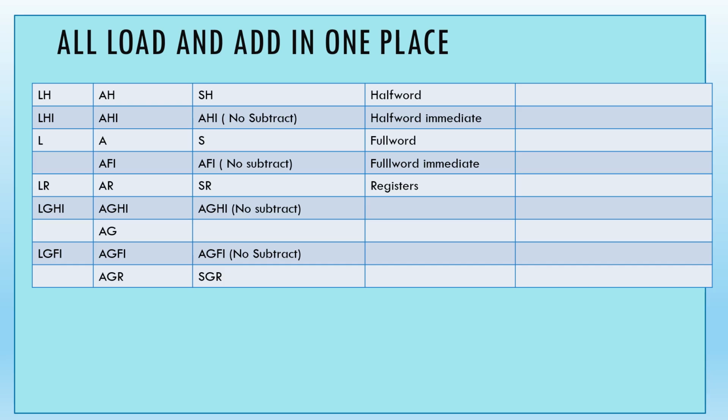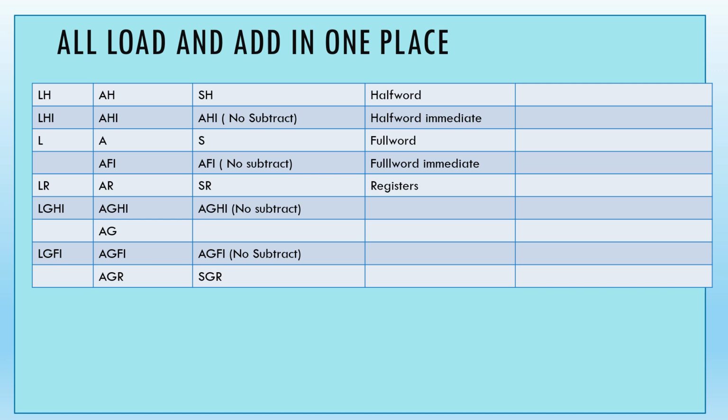It is a negative value you need to add. For example, if I want to subtract 100 from 200, and your register is already containing, say, 200, then you will say AHI, R1, and minus 100. Instead of plus 100, you will say minus 100. That is the subtraction. So there is no separate instruction for subtract halfword immediate.